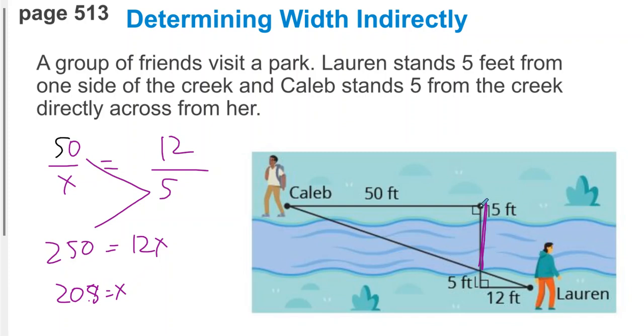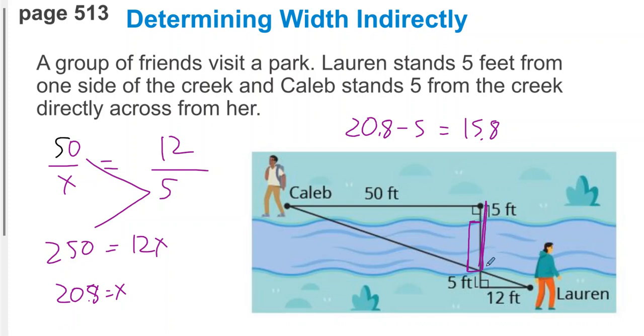Now, because I couldn't be right on the shore, or Caleb couldn't, he had to go 5 feet across. So if we're trying to solve the width of the river, it would be 20.8 minus 5 would be the width of the river. So if we're asked to find the width directly across the creek, it's going to be 15.8.